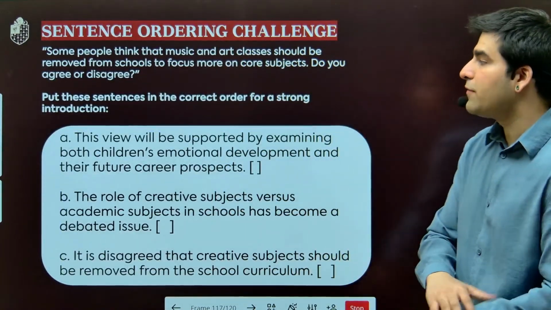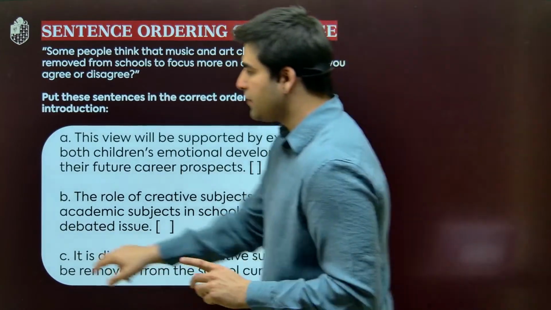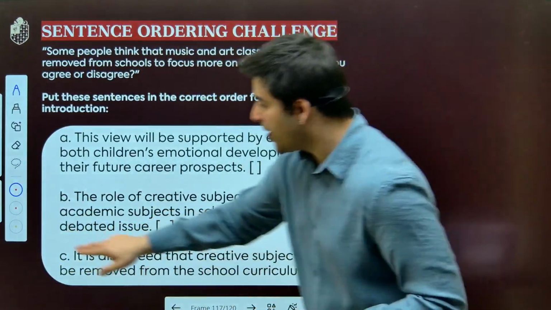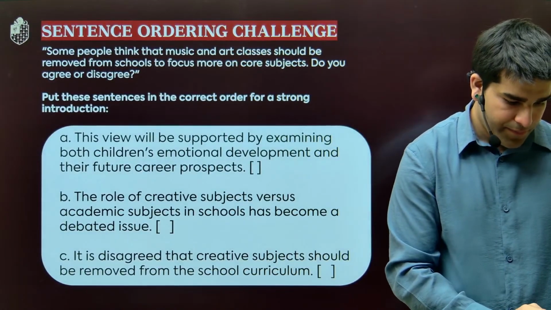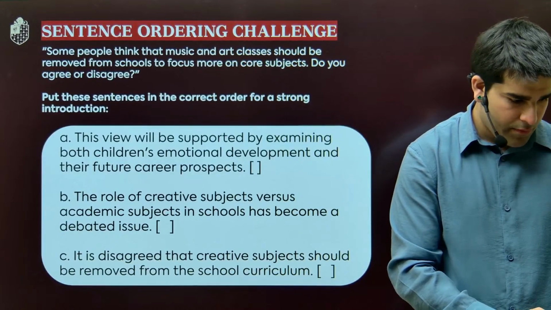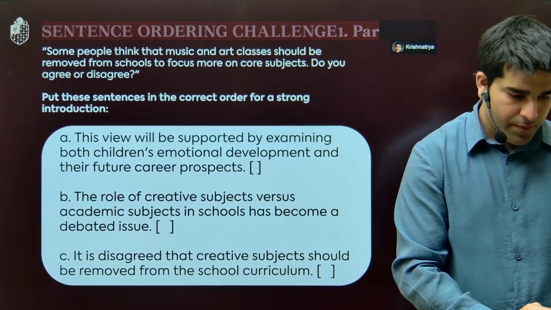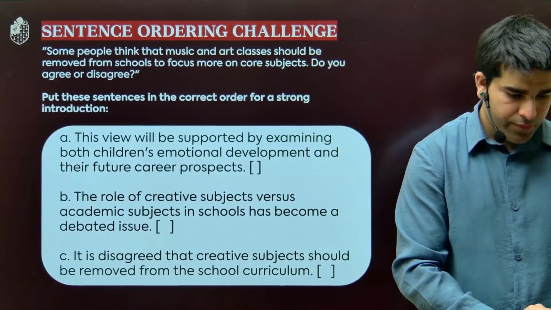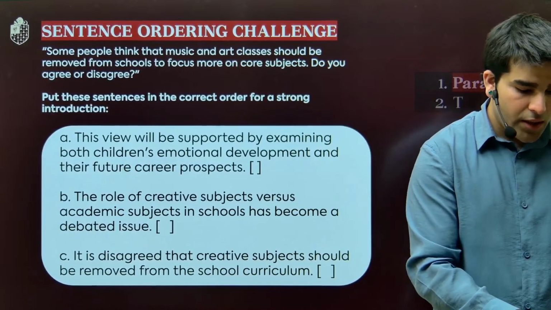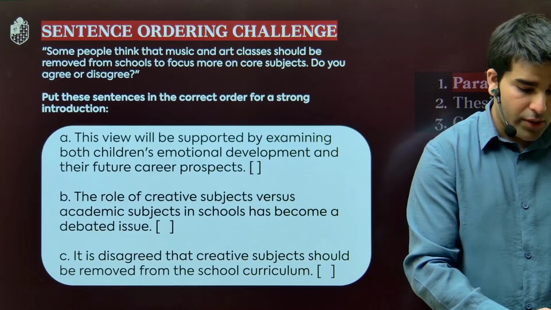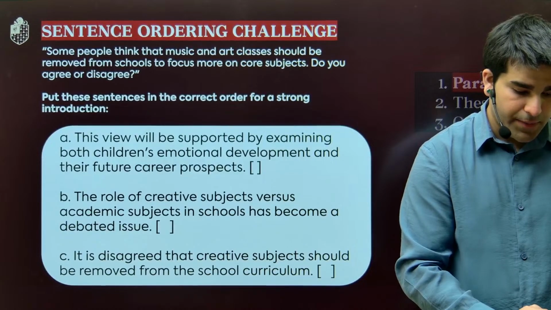I'll read it one by one for you. So you remember there are 3 types of sentences. Paraphrase. Let me write it here for you. It'll be easier for you. So first of all, we write paraphrase sentence. Then we write thesis sentence. And then we write outline statement.